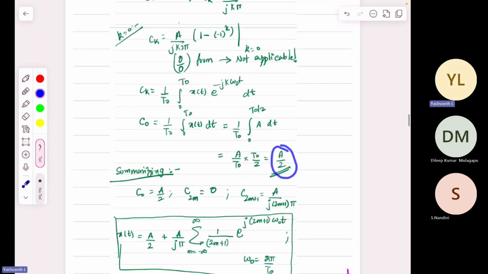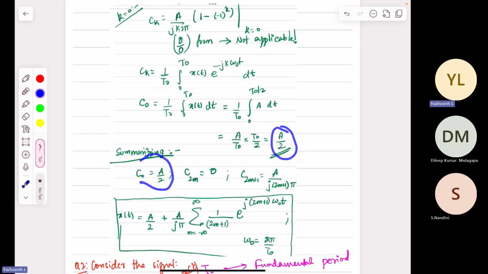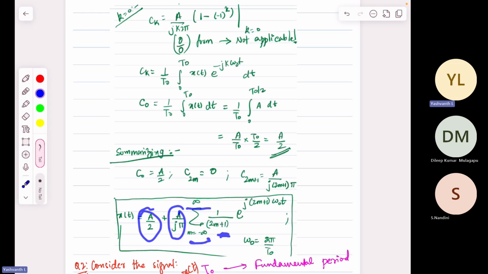So what we summarized is that c naught is equal to A by 2, c2m, that is for even k, is equal to 0, and for odd k it is A by j(2m plus 1) pi. So the Fourier series is x of t equal to c naught, A by 2, plus A by j pi summation m equal to minus infinity to plus infinity 1 by (2m plus 1) e power j(2m plus 1) omega naught t, where omega naught is equal to 2 pi by T naught. This is what we did in the last class.